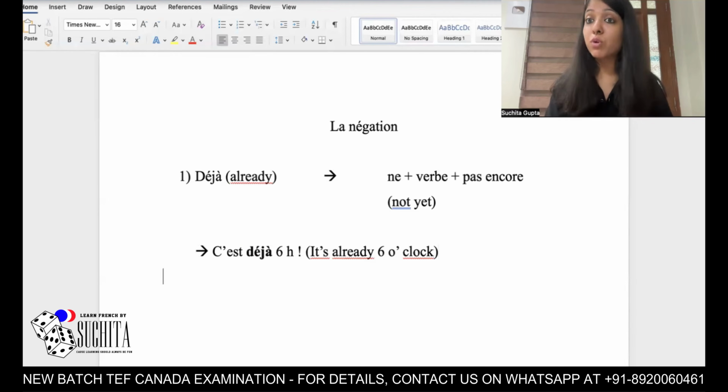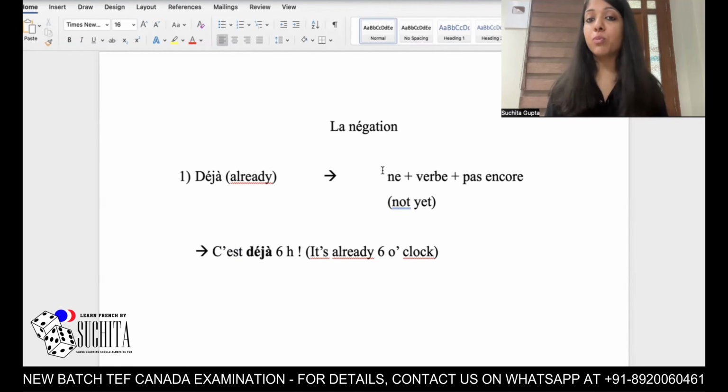So the negation of this would be it's not yet 6 o'clock. If you have the word déjà in your sentence, the negation would be ne plus verb plus pas encore. For that, you will always have to search for the verb in your sentence. The verb is est, which is the verb être. So you have to search for the verb.